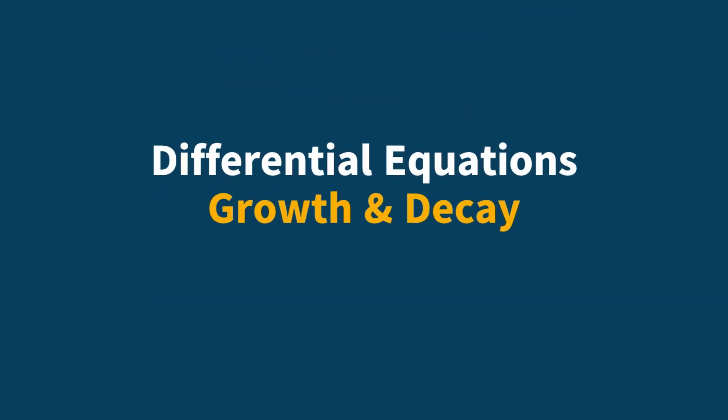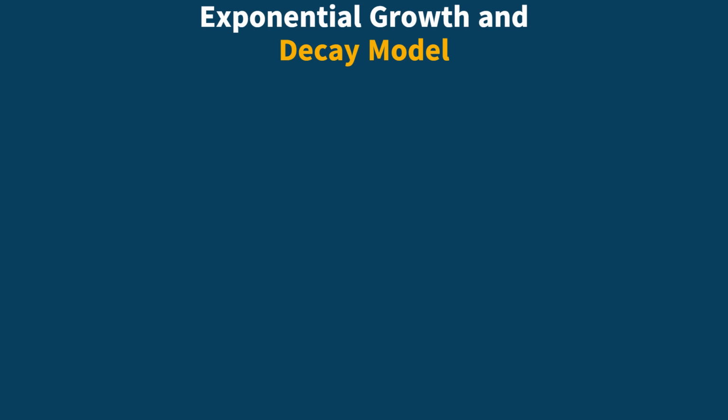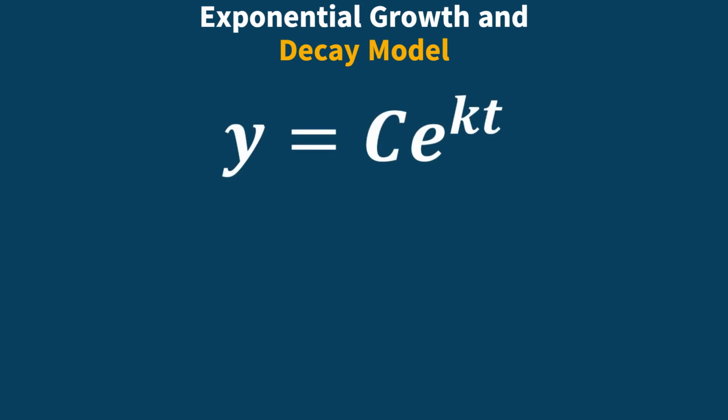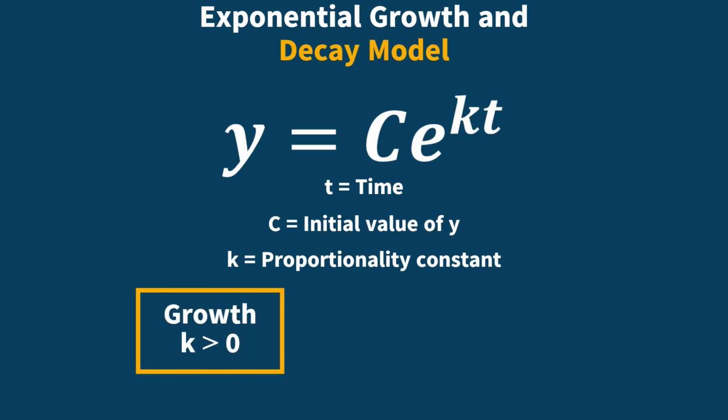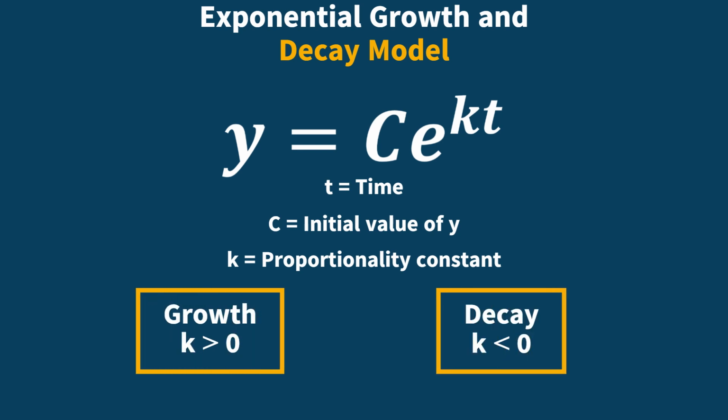Differential equations, growth and decay. Exponential growth and decay model. The formula for exponential growth and decay is shown here. We have y is equal to c times e raised to the k times t, where t is the time, c is the initial value of y, and k is the proportionality constant. Whenever k is a positive number, we'll have exponential growth, and whenever k is negative, we'll have exponential decay.